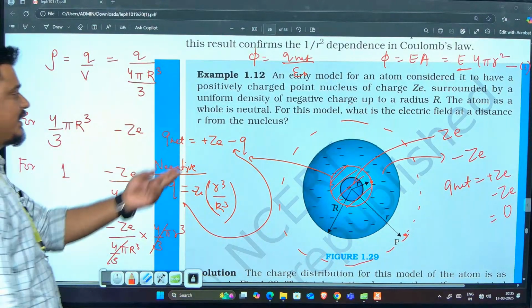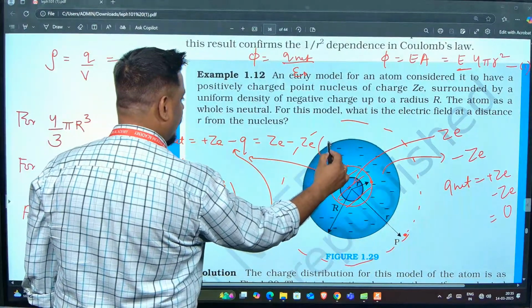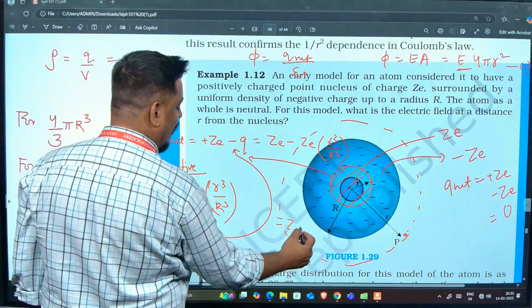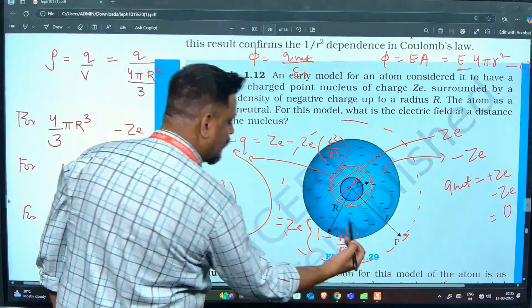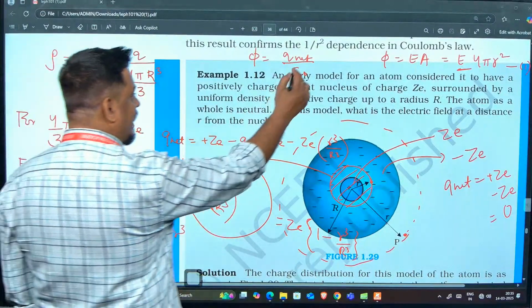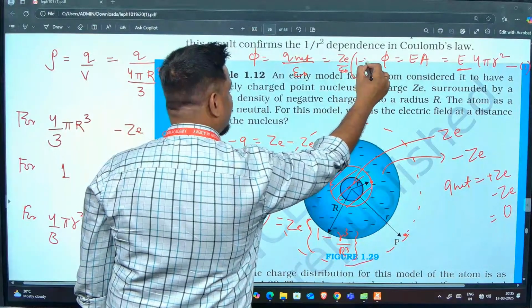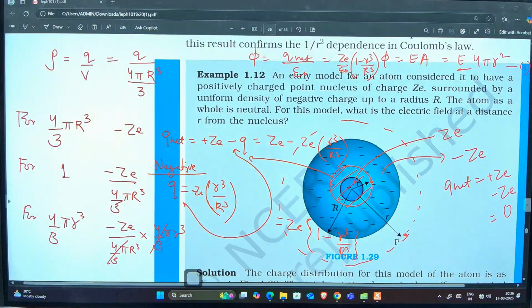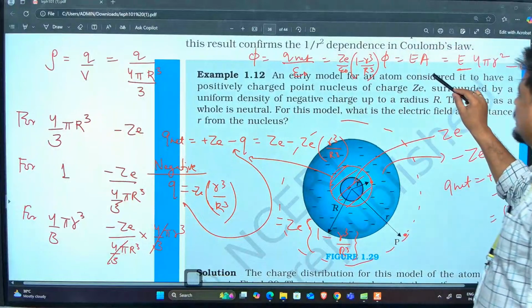Then when I put it here, I am going to get q net is equal to Ze minus Ze into r cube by r cube. So I am going to get Ze common. In bracket it will be 1 minus r cube by r cube. And if I find phi, it will become equal to Ze by epsilon naught into 1 minus r cube by r cube. Equate both, you will get the answer. So I equate E into 4 pi r square, that one, with this one.